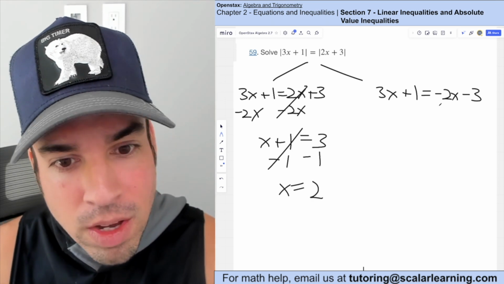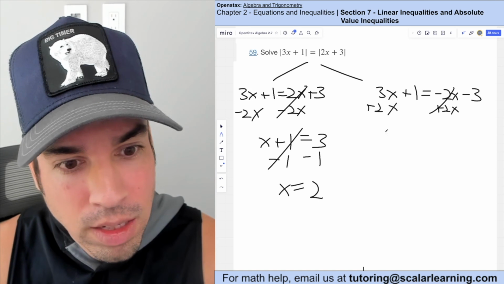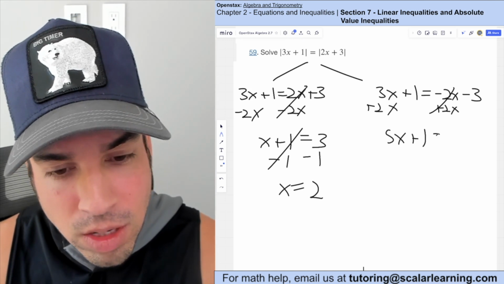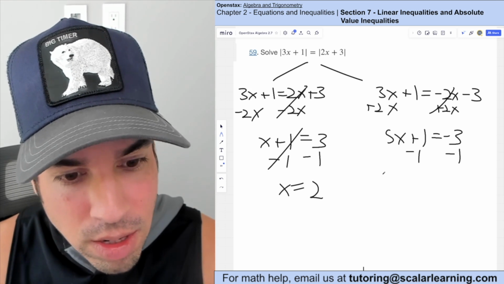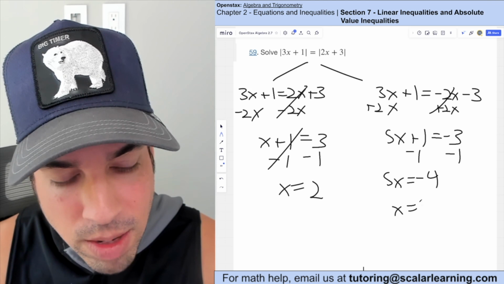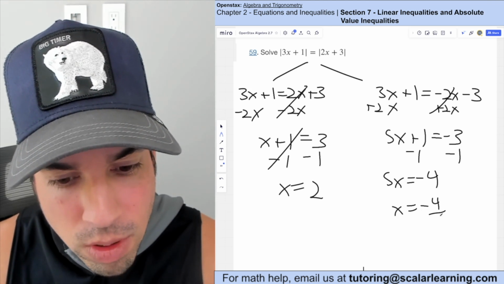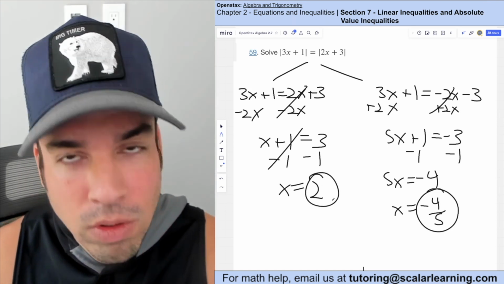So that's one solution. The other one, I'm going to add 2x to both sides like so, and I get 5x plus 1 equals negative 3. Then I'm going to subtract 1 from both sides. I get 5x equals negative 4. X equals, divide both sides by 5, negative 4 fifths. So my two solutions are negative 4 fifths, positive 2, done.